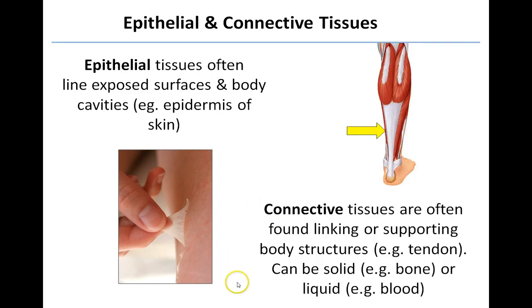Connective tissues, often you will find those lining or supporting other body structures. And here we have an example of one of those connective tissue structures, a tendon, the calcaneal tendon. This will connect muscles here with bones here. Connective tissues can be solid, such as bone, or they can actually be liquid. Blood is a connective tissue. Typically, when we look at connective tissues, the density of cells is less than something like an epithelial tissue.